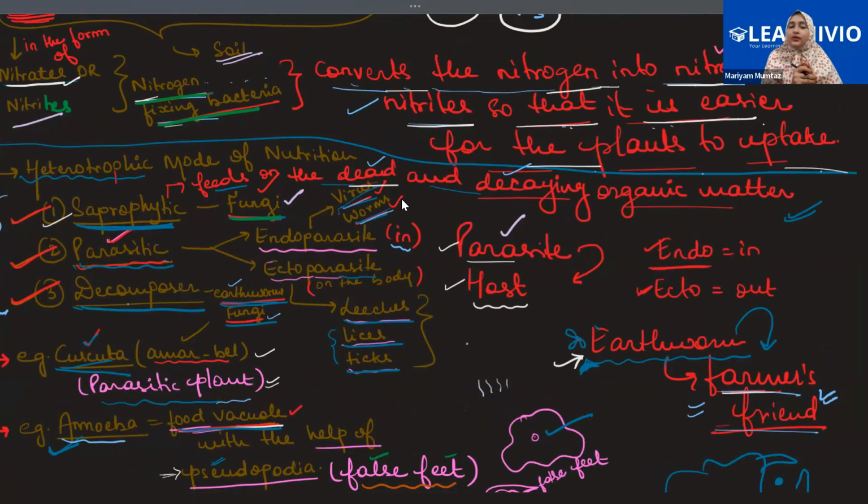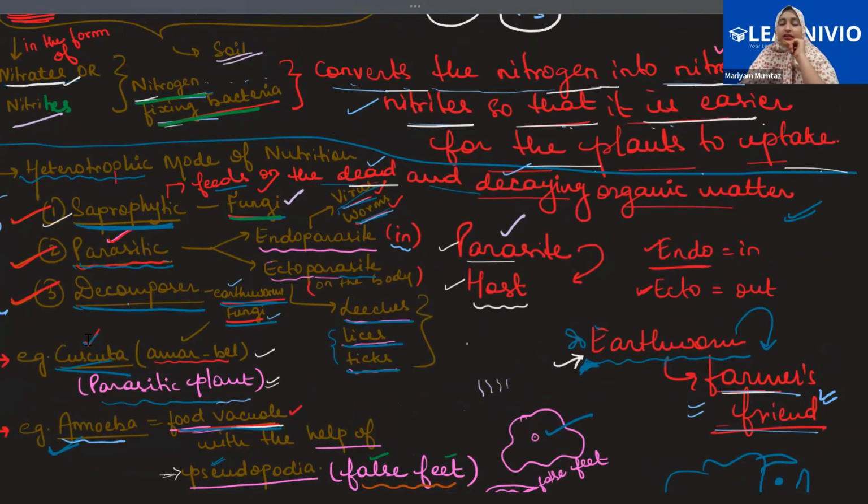But when you talk about lice, hair lice, then ticks in dogs and cats, then leeches, all of these are present on top of the body and they don't go inside the body. So they are ectoparasites. So this is the second heterotrophic mode of nutrition.